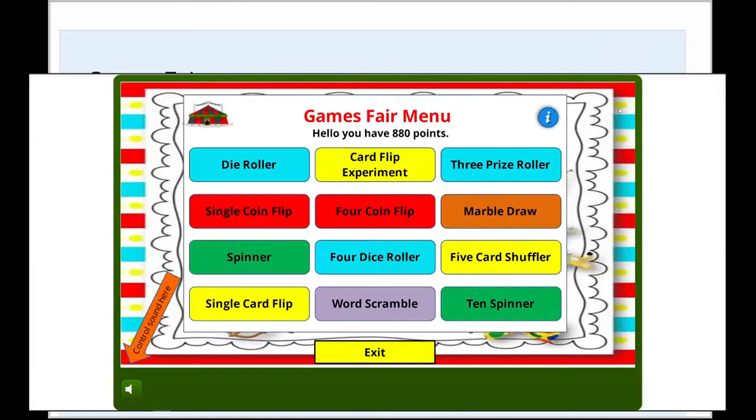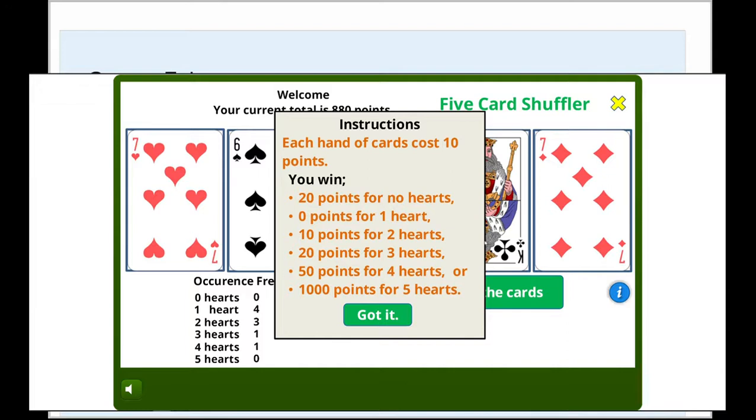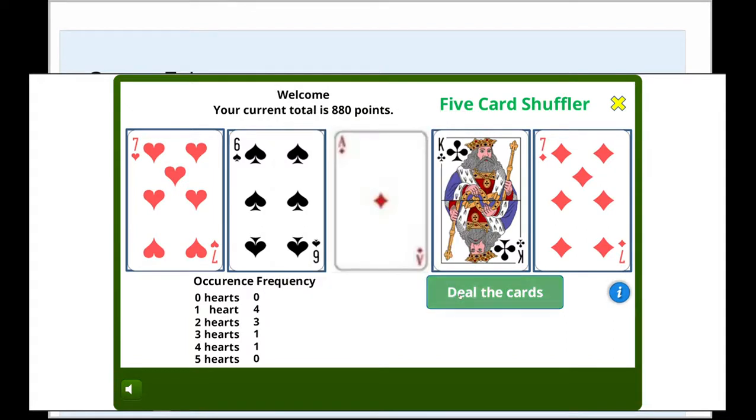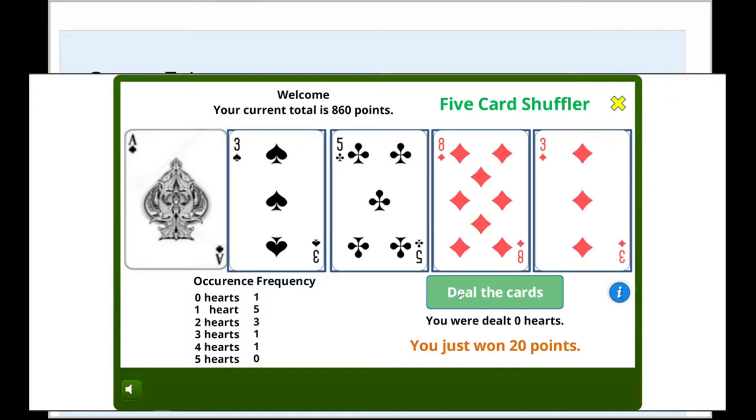The other game that we're going to look at is the 5-card shuffler. Essentially, you are being dealt 5 cards. Each hand of 5 costs 10 points, and you win based on the number of hearts in your hand: 20 points for no hearts, 0 for 1, 10 for 2, 20 for 3, 50 for 4, or 1,000 for 5. So we deal the cards and see what our outcome is based on the number of hearts.